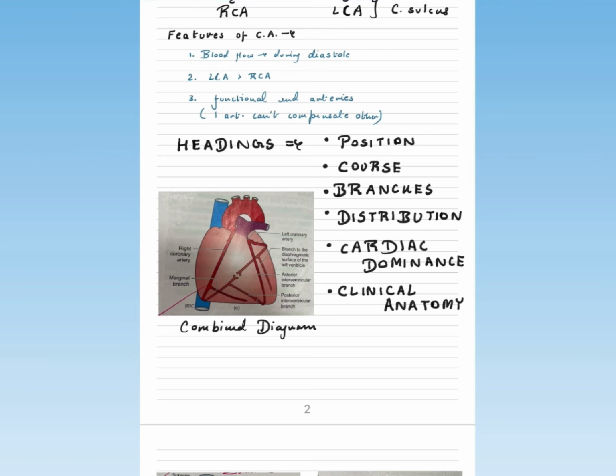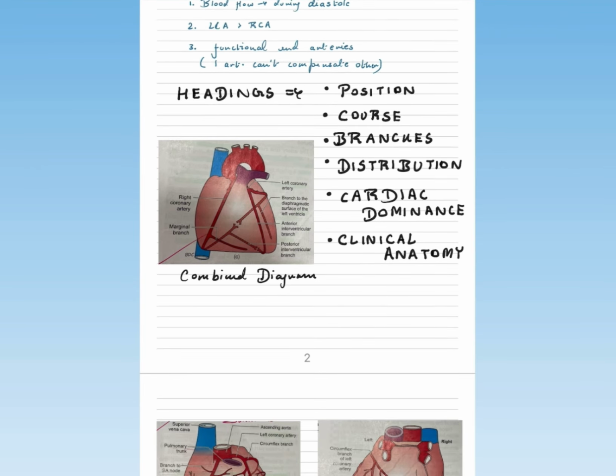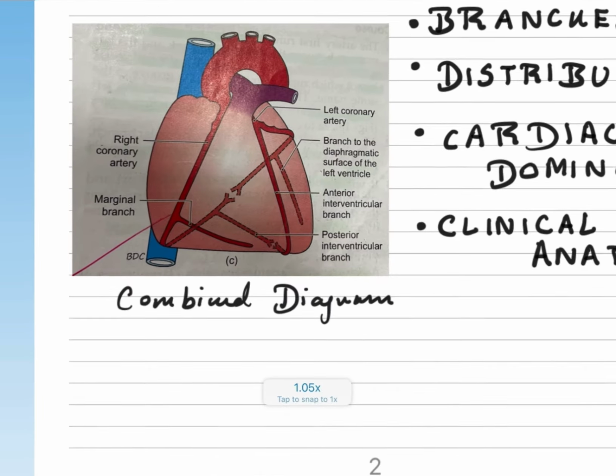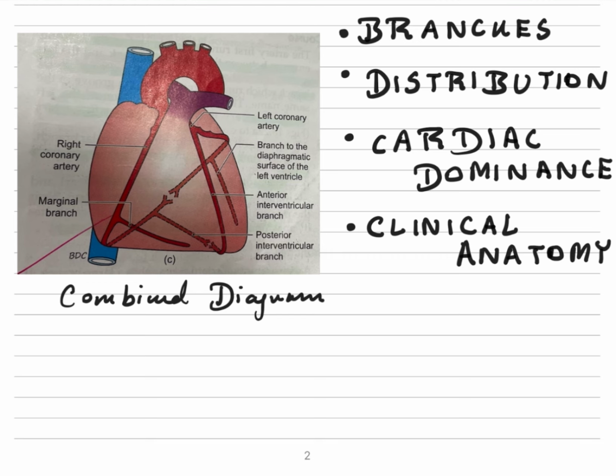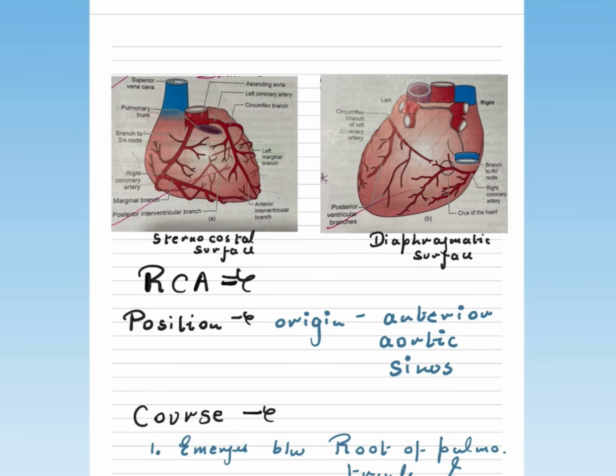Before writing any answer in our exam, we must always memorize the headings. So these are the headings under which we will write an answer about the coronary arteries. First of all, the position of the coronary artery, its course, its branches, the area of distribution, the concept of cardiac dominance, and the clinical anatomy associated with it. The point of clinical anatomy is very important in any answer in anatomy exam. And the other thing that is very important is drawing a diagram. So this is the combined diagram which shows the right coronary artery and the left coronary artery and few of its branches on both the sternocostal surface, that is the anterior surface, and this is the posterior surface showing the diaphragmatic surface. So first we will be studying about the right coronary artery.